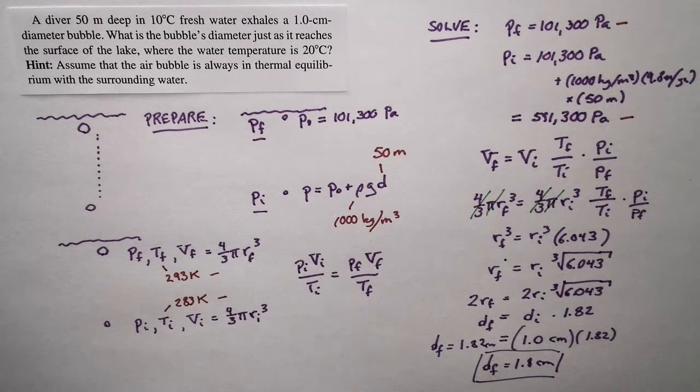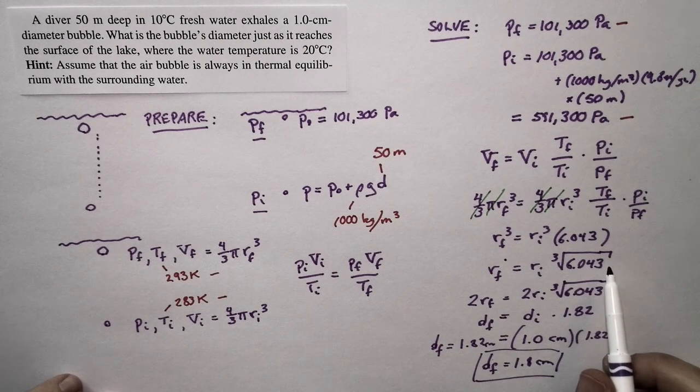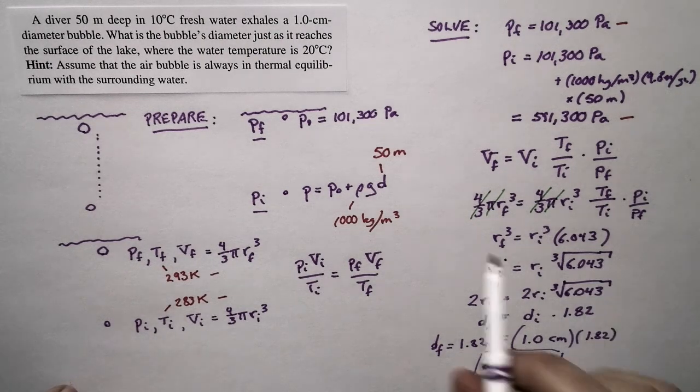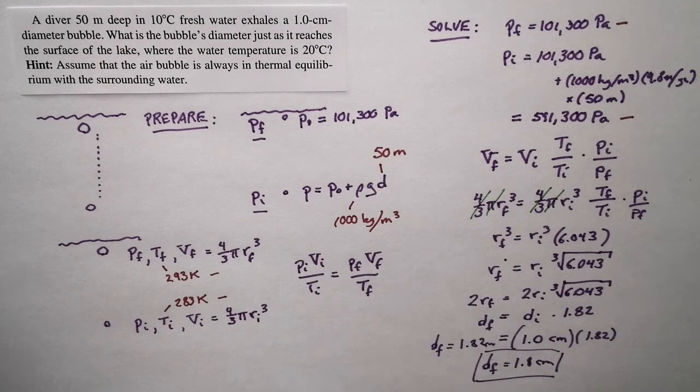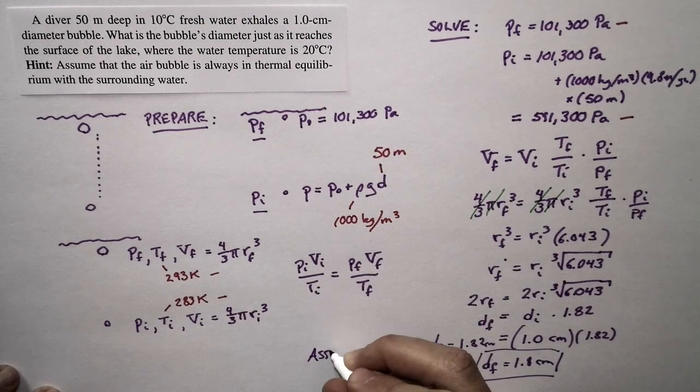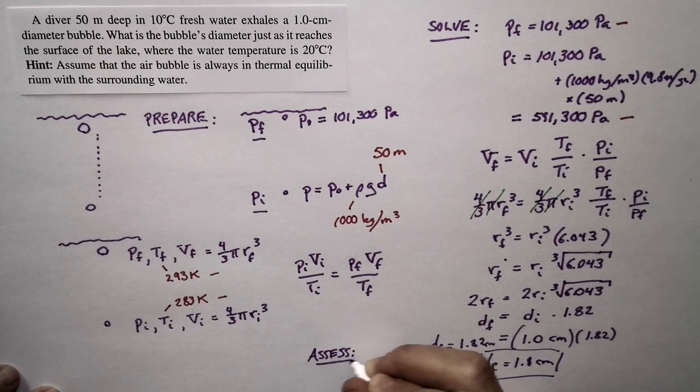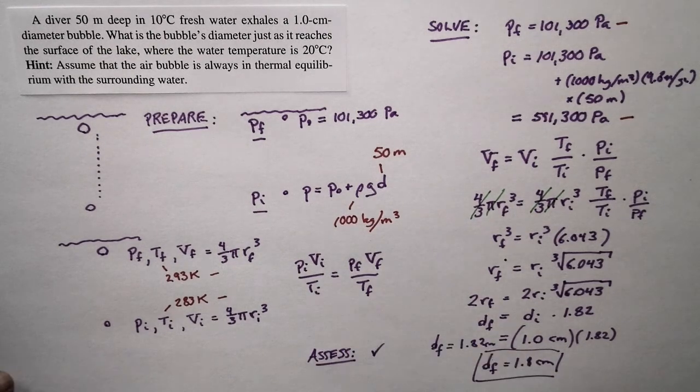And let's just assess this. The diameter has increased by a little less than a factor of 2. When I cube this, I get something like 6, and we said we expected the volume to increase by about a factor of 6. So our final assessment is that this problem matches our understanding of how the world works.